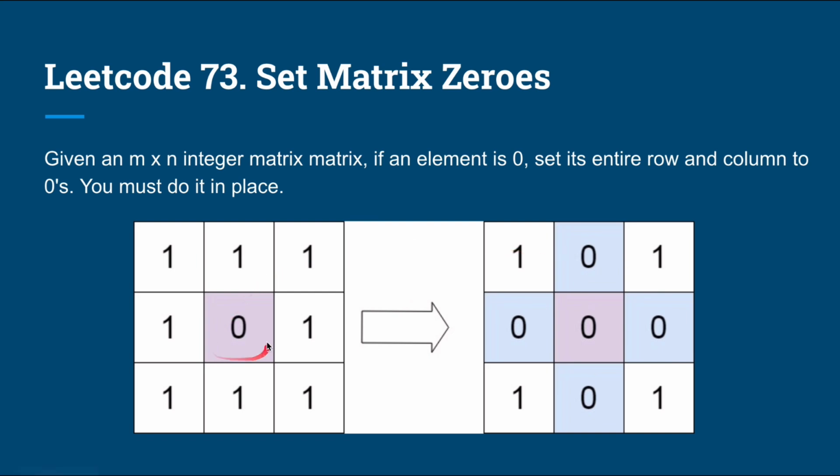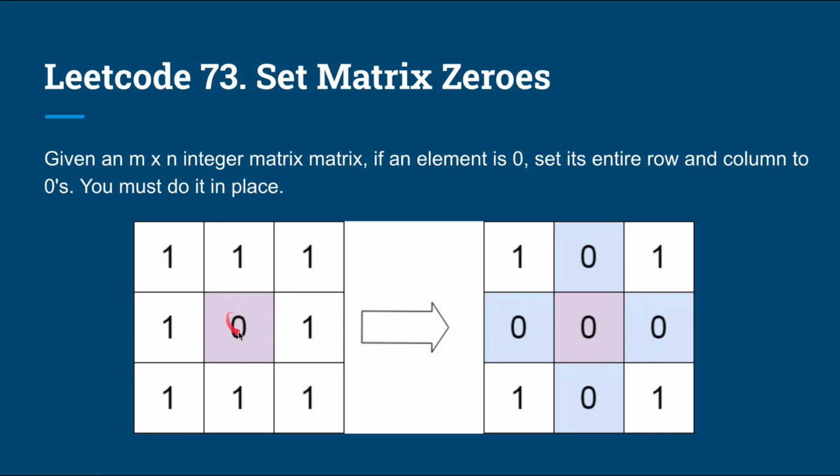If you see this matrix, it is an m cross n matrix, and there are 3 rows and 3 columns, so the total cells are 3 into 3, which is 9, right? If any element is 0, you must set its entire row and its column to 0. As you can see, the entire rows and columns become 0. But here is a catch: you must do it in place, without using extra space, right? You have to do that.